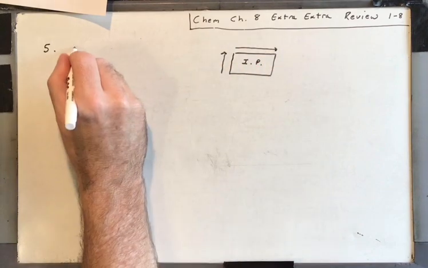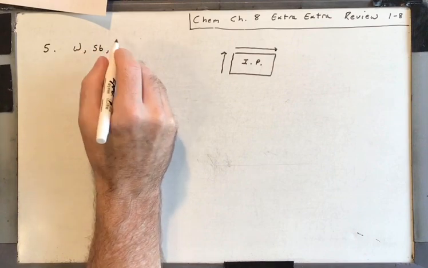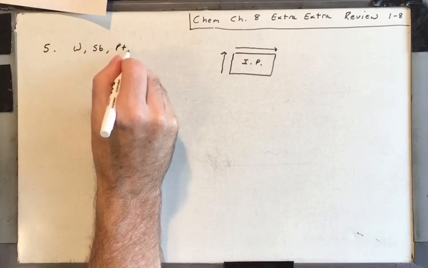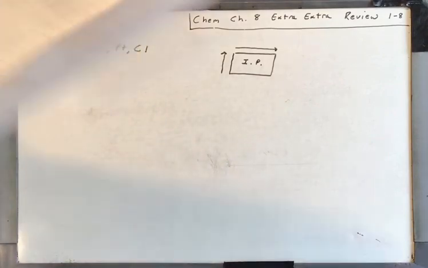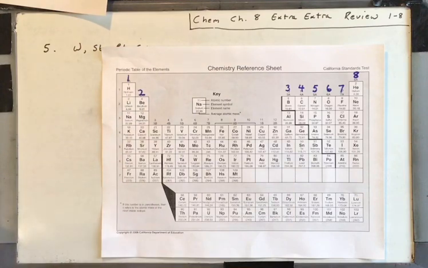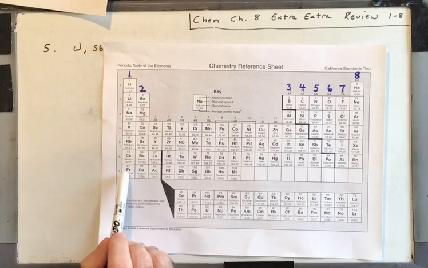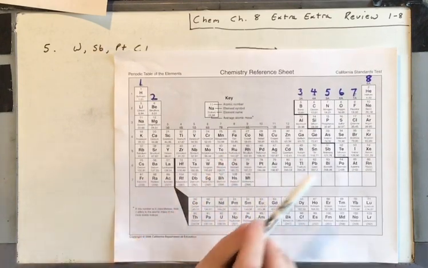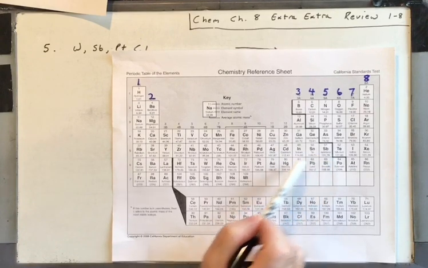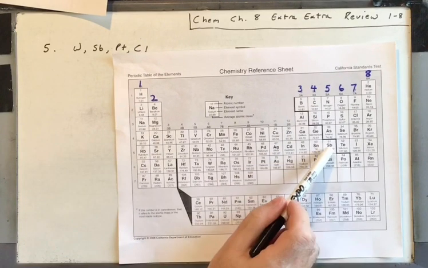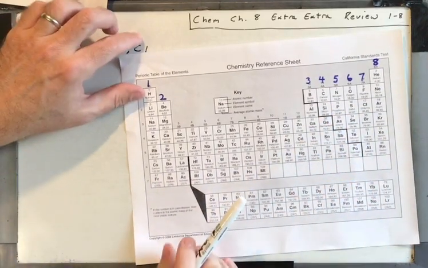Okay, so we have tungsten, antimony, platinum, and chlorine. Okay, looking at those 4, finding those 4, tungsten is here, pretty low ionization potential, right? It's pretty far down, pretty far to the left. Antimony's way over here, pretty high ionization potential. Platinum right here, well, it's somewhere in between antimony and tungsten. And then chlorine's going to have a really high ionization potential.